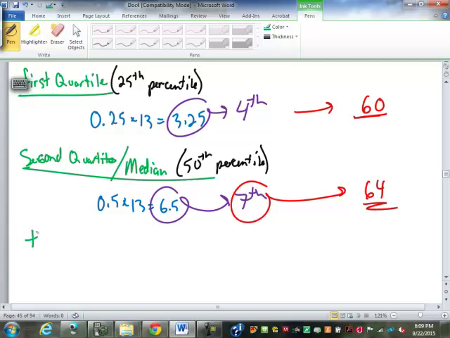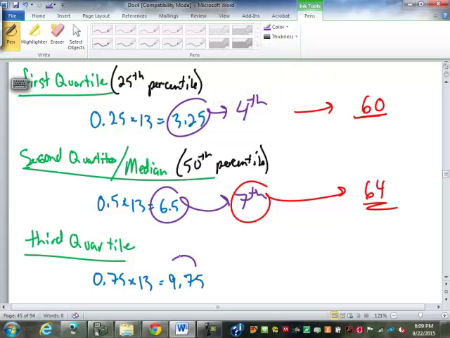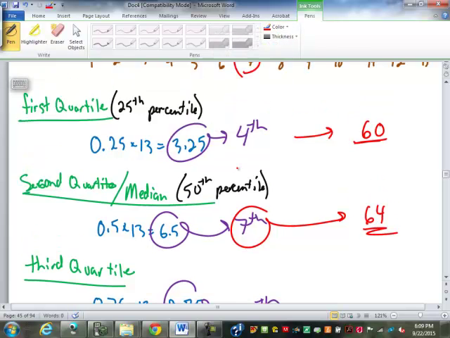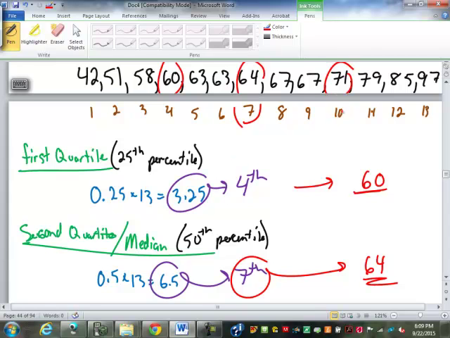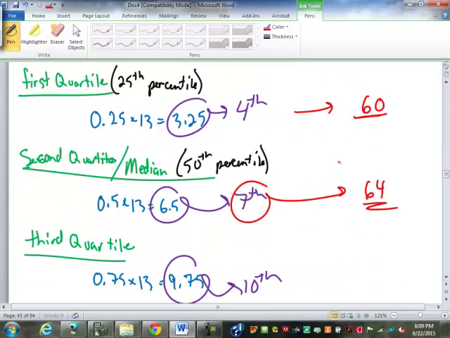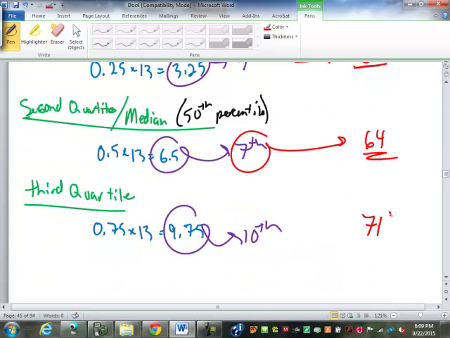The third. Anybody need me to slow down? Okay, the third, or the upper quartile, is also the 75th percentile. So 0.75 times 13 is 9.75, which rounds up to the 10th position. Excuse me, which is the 71. So the 10th number in our list is 71. 71 is the third percentile, or third quartile.